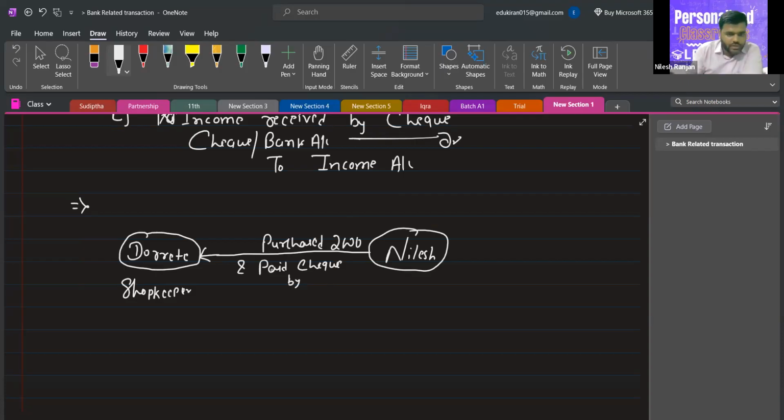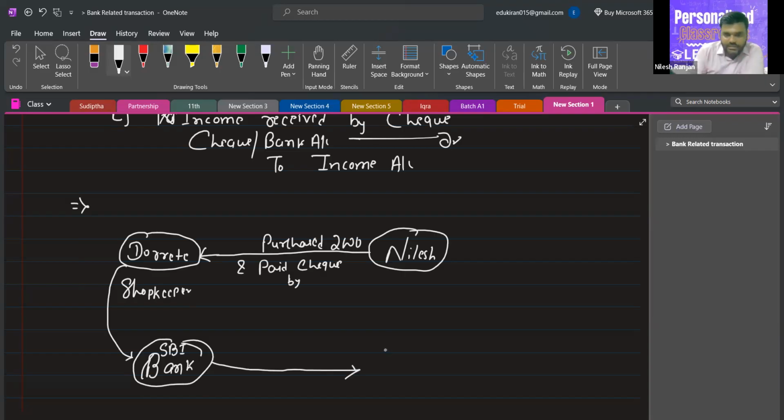So now what will you do with this check? You take it to your bank. Let's say your bank name is SBI, and you will deposit your check into SBI bank. Then they will check whether the check is correct or not. And then SBI bank will go to my bank, and my bank name is PNB.